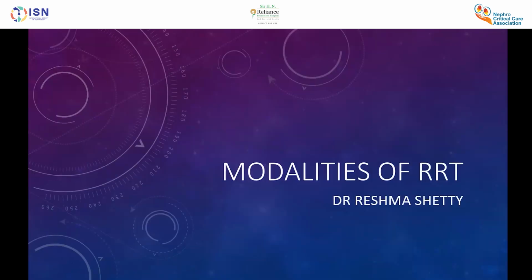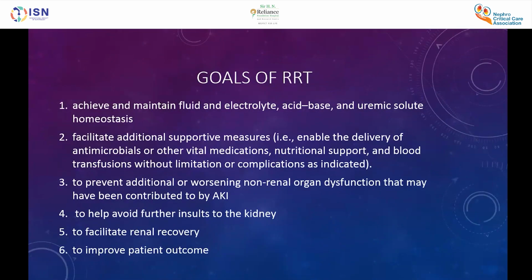So I'll be moving forward. Just to brief on what are the goals of RRT, it is mainly to maintain fluid and electrolyte, acid-base and uremic solute homeostasis, to facilitate additional supportive measures, that is enable the delivery of antimicrobials or other vital medications, nutrition support and multiple blood transfusions, to prevent additional or worsening of the non-renal organ dysfunction that may have been attributed to the acute kidney injury, to facilitate renal recovery, to help avoid further insults to the kidney, and to improve patient outcomes.